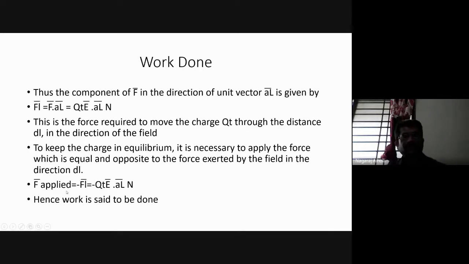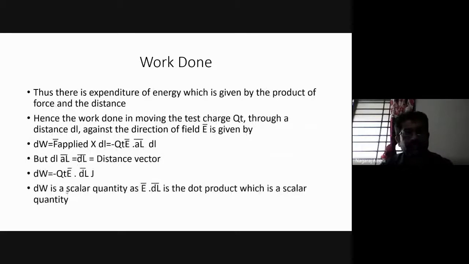That is the force that we have applied to maintain the charge in equilibrium, to restore the original position of the charge. Then when we are applying this force, we are doing certain work, hence work is said to be done. Thus there is expenditure of energy, or energy is expended, and this energy is given by product of what and what. How do you calculate energy?